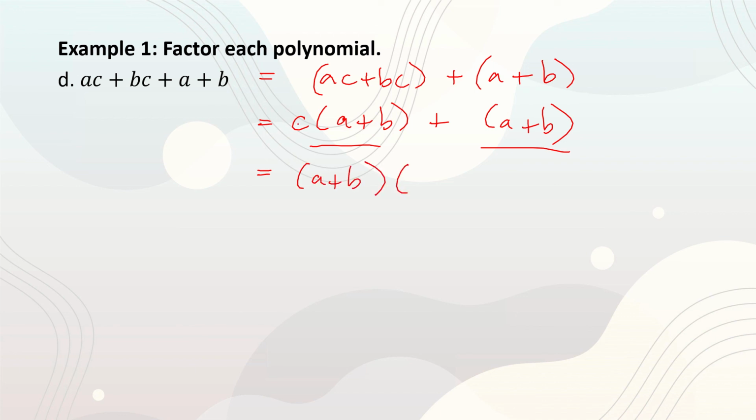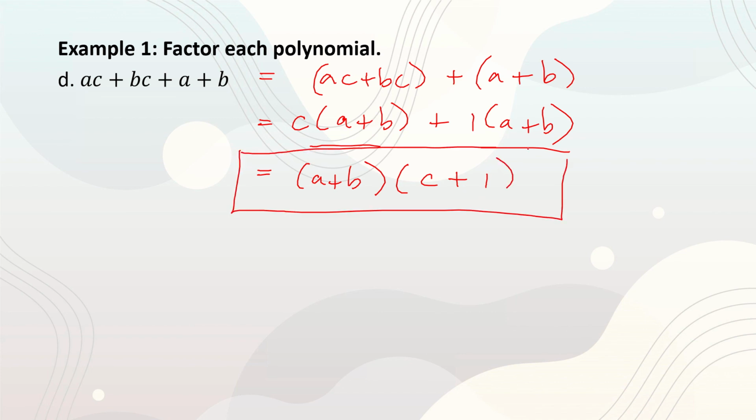Okay, what will be left here? Sa first group natin, C na lang. Plus, okay, dito nawala lahat, si A plus B, because we've just factored everything out. But it doesn't mean that it's 0. It means that the remaining factor is just 1. So we have to put 1 in here. So C plus 1. There you go, that's the answer.